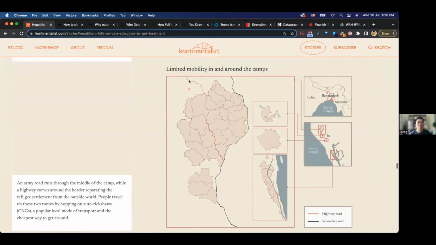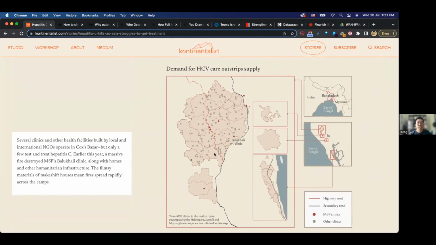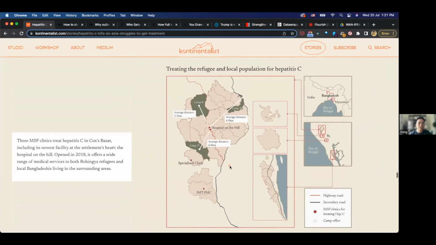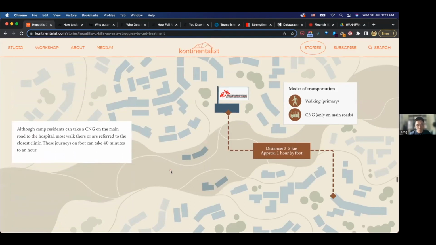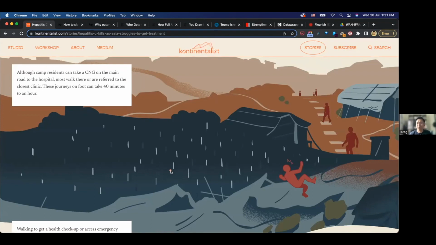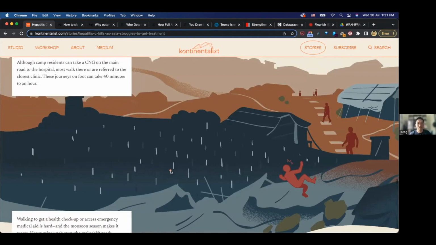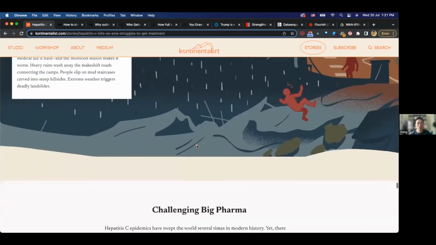First they show you there are two main roads crossing the camp, and where the clinics are located. And there are two hospitals that provide treatment for hepatitis C. But if you are in different areas in the camp, to travel to the hospital, it takes a long distance. For example, 4.9 kilometers, 4.8 kilometers. Then they zoom in to tell you that from here, if you want to walk to the hospital, it'll take you 1 hour by foot. So the accessibility of health treatment is a problem in the refugee camp. And it was made worse during monsoon season, right?